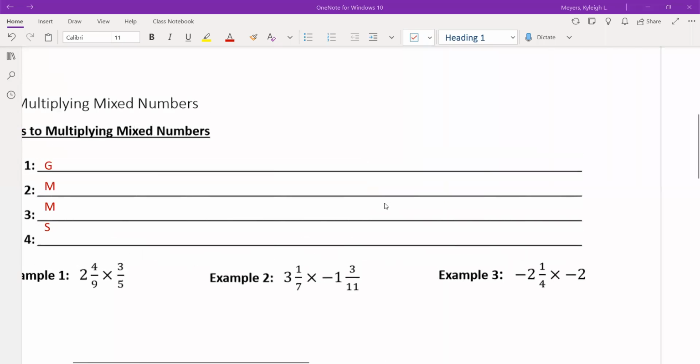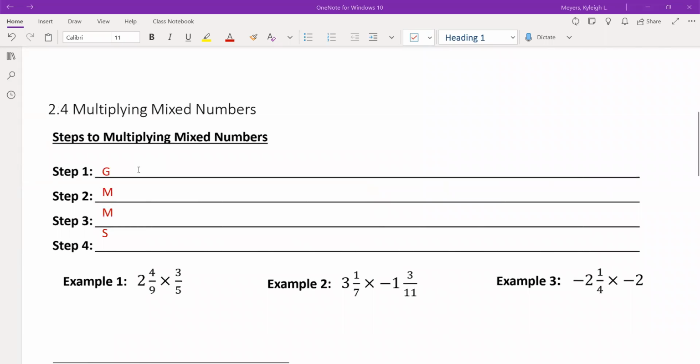Great, so we're going to talk about multiplying mixed numbers. First we have to go over the steps. Last time, in 2.3, we were just multiplying straight across because we already had regular fractions, right? But now we need to get the fractions in simplest form and really into improper.